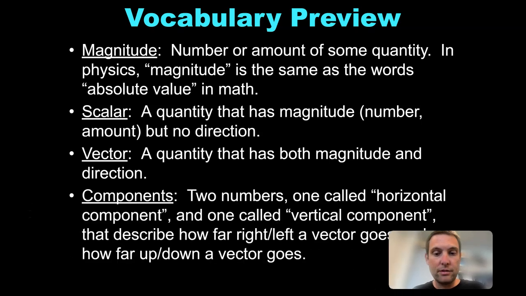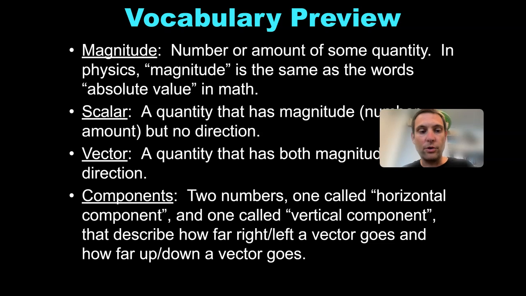Finally, components. These are two numbers, one called a horizontal and one called a vertical component, that describe how far right or left a vector goes and how far up or down a vector goes. More about all of that to come.